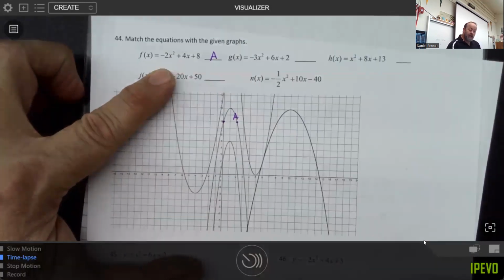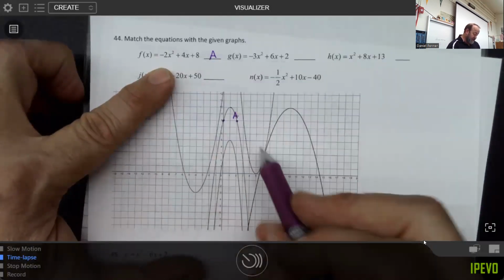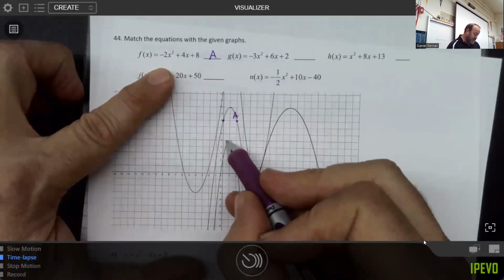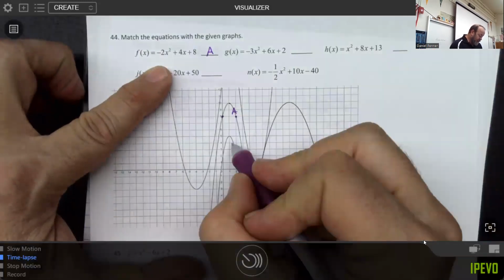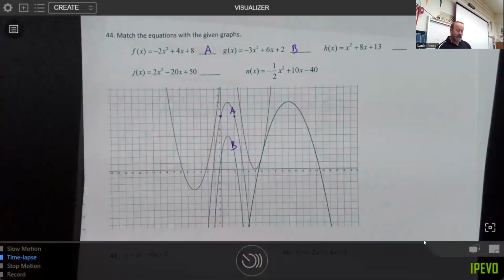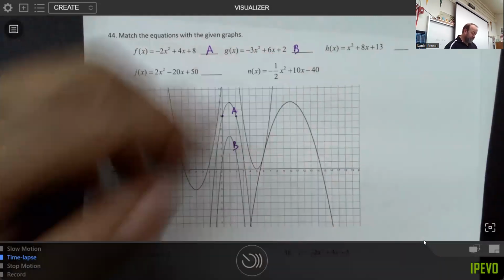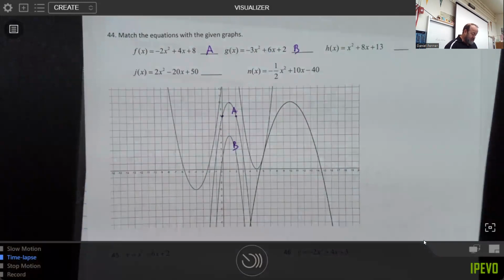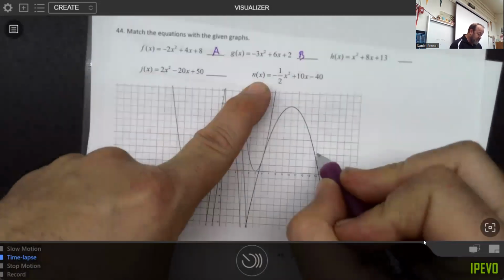For the next one, I'm looking for one that goes over 1 and down 3, and the only one that does that is right here, 1, 2, 3. I'm going to call this one B, or I guess I could call that one G in the same way. Notice the y-intercept of 2 again. We got lucky on that one too. So by process of elimination, there's only one of them left over here. I'll call this one C.